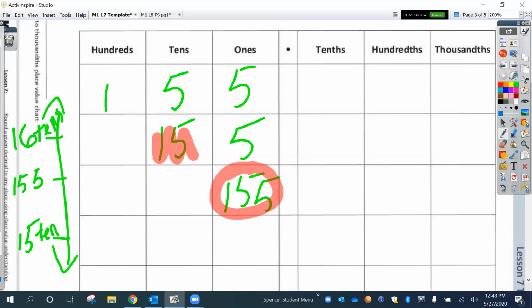So which way are we rounding? Well, 155 is going to be right in the middle. So anytime we are at the middle or the midpoint, we round up, right? So 155 is going to be approximately, this is a cool little symbol, it's like equal signs but with waves in them, 160 or 16 tens.